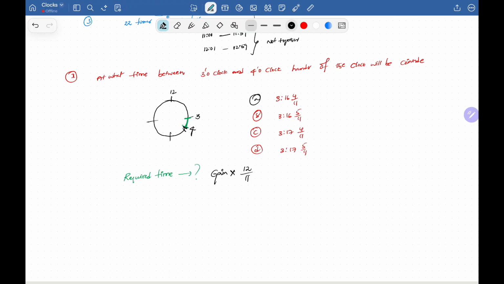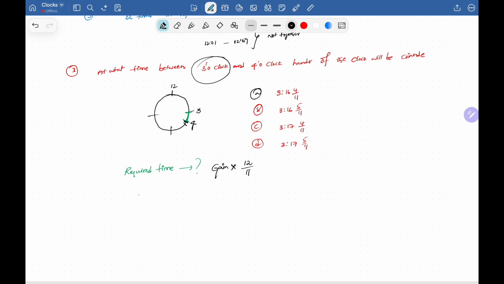You need to focus on 3 o'clock only, the initial one only. Don't focus on the other one. Only the initial time you need to focus on. So here the initial time is 3 o'clock. Correct, right?